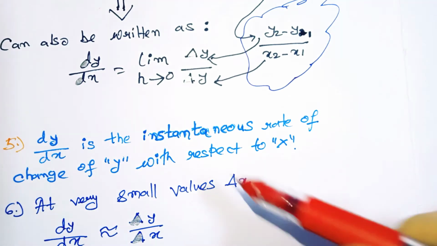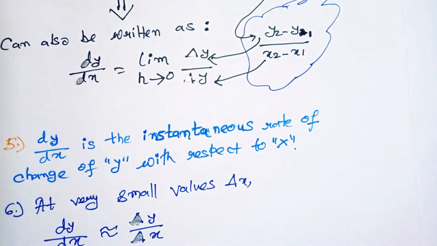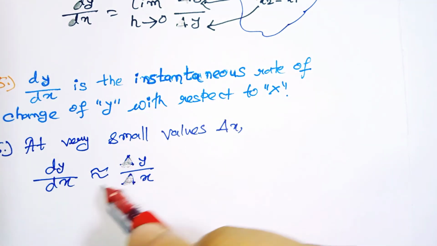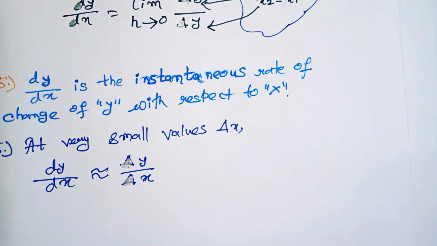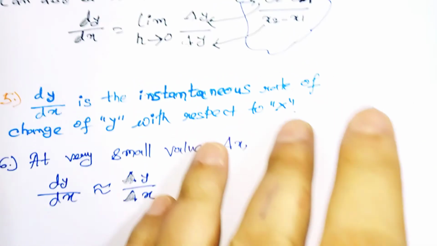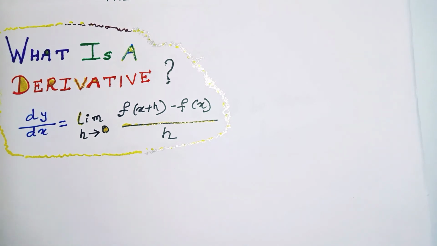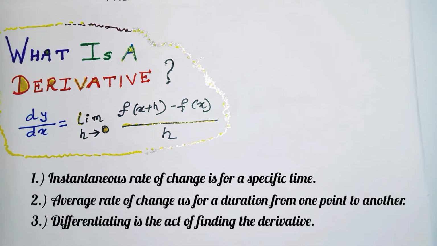dy by dx is the instantaneous rate of change of y with respect to x, and at very small values dy by dx is more or less equal to delta y by delta x. That is the concept of derivative. I hope that you liked it, and just keep a note on what we discussed: the two major differences, instantaneous rate of change and average rate of change. That is the crux of the concept of derivative.